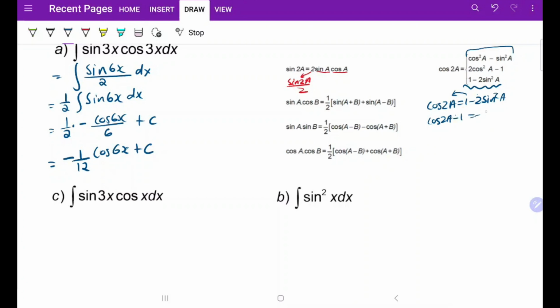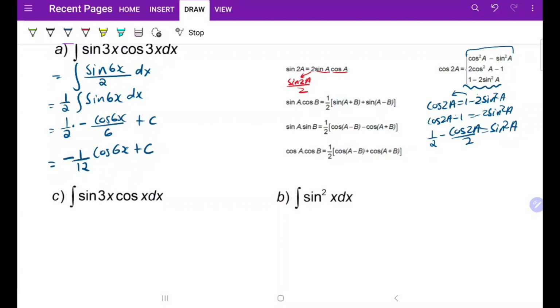Minus 1 equals negative 2 sine squared of a. And then we divide everything by negative 2. This gives us just 1 over 2, and this gives us minus cos of 2a over 2, giving us sine squared a on the other side.